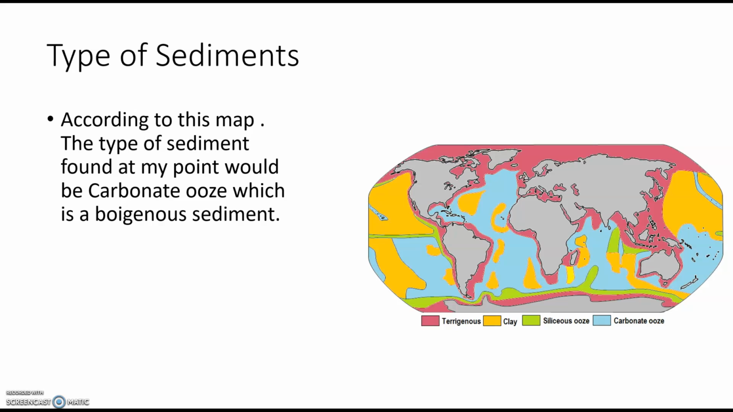For types of sediments, according to this map that I found, the type of sediment found in my point would be carbonate ooze, which is a biogenous sediment, because the point on my map is right here in this blue area under that part of Africa, and it would be carbonate ooze.